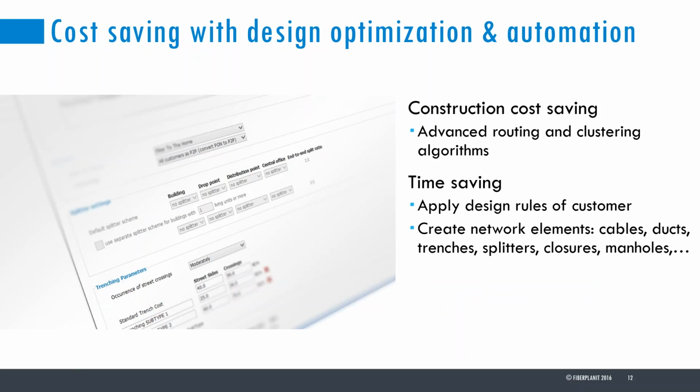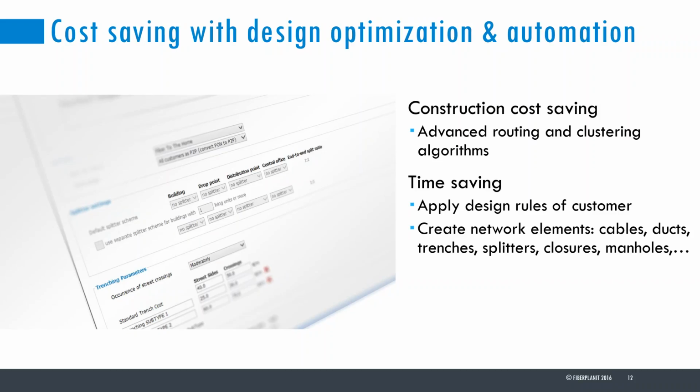Now that's why we propose design optimization and automation. So to handle that complexity, and the fact that it can be time consuming to do manual planning, we developed a tool called FiberPlanIT, which has optimization and automation built into the tool. But the biggest saving that you can get by using FiberPlanIT in your design process is construction cost savings.